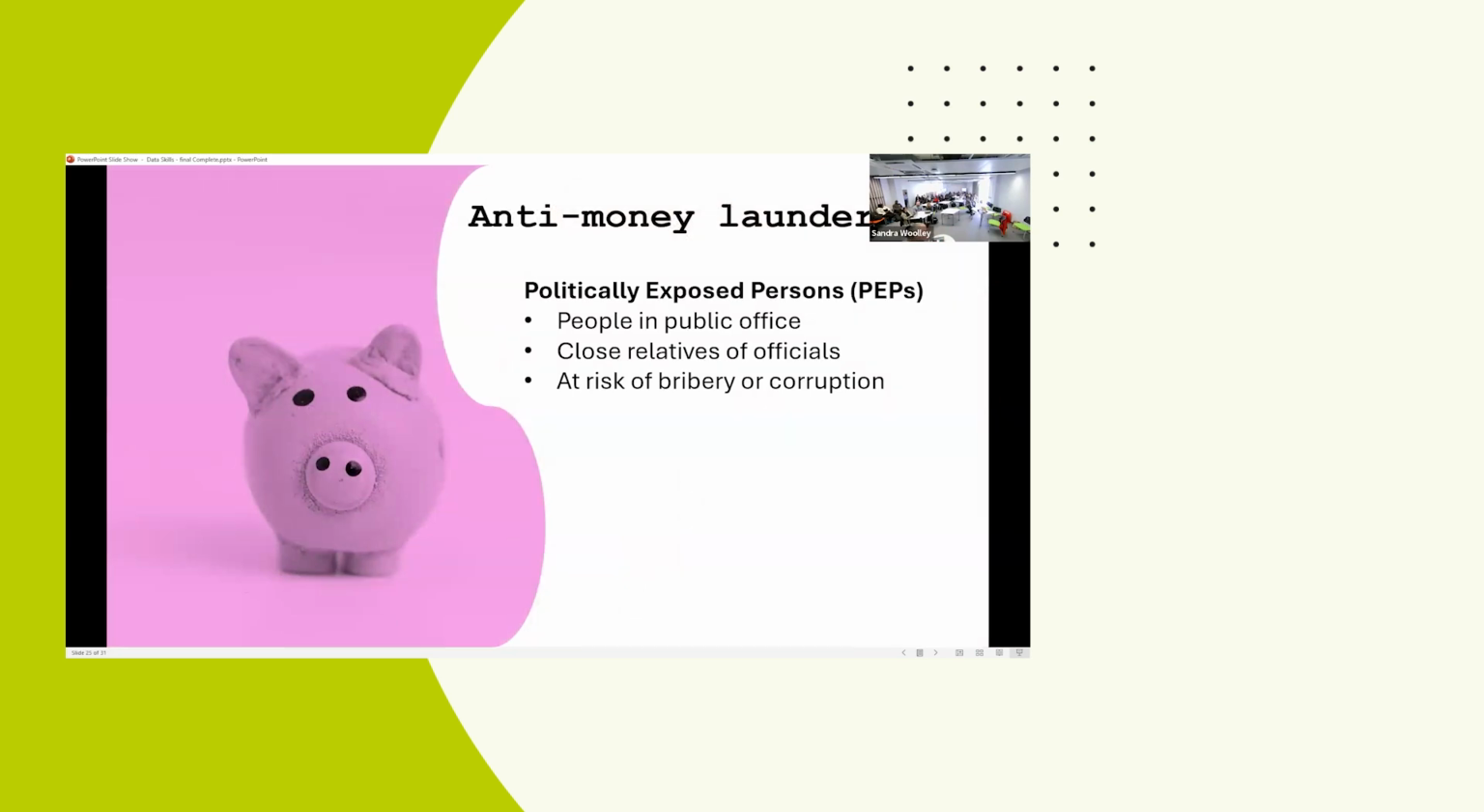Anti-money laundering. Again, if you're working for a financial institution, there are certain rules and regulations around how you can do business. One of those is around politically exposed persons. This is anybody in public office or with a close relationship with someone in public office. They're at risk of bribery or corruption, so you have to be very careful if you're offering financial products to people like that. There is a legal requirement to screen your customer base to check whether any of those people exist in it.